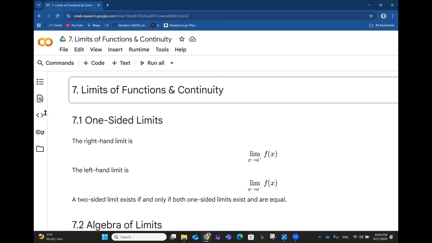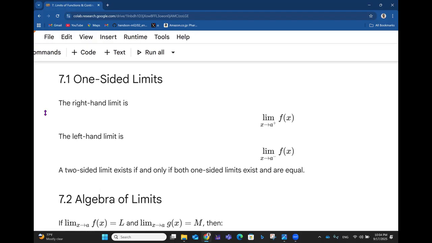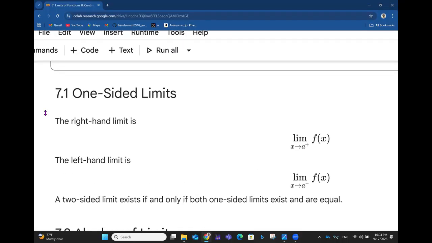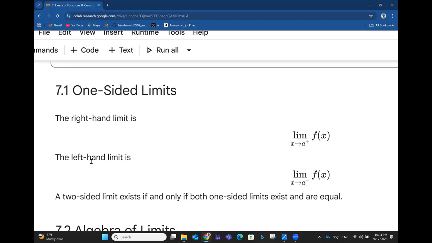So when we talk about one-sided limits, that's the analogy I just gave. So the right-hand limit, of course, we're talking about a function, right? So you have a function f of x. The right-hand limit of f of x is the limit of f of x as x approaches a from the positive side, written as a plus.